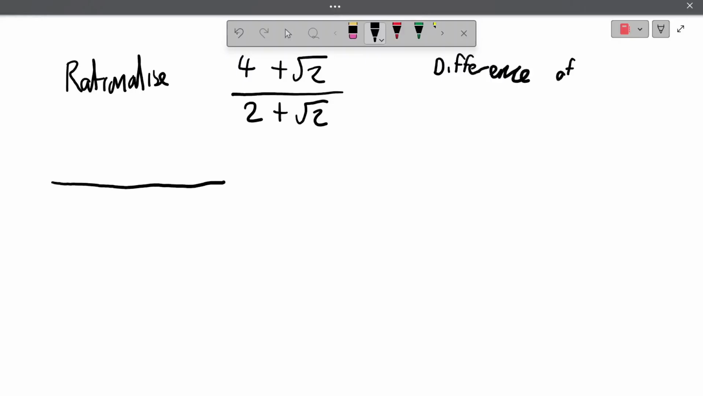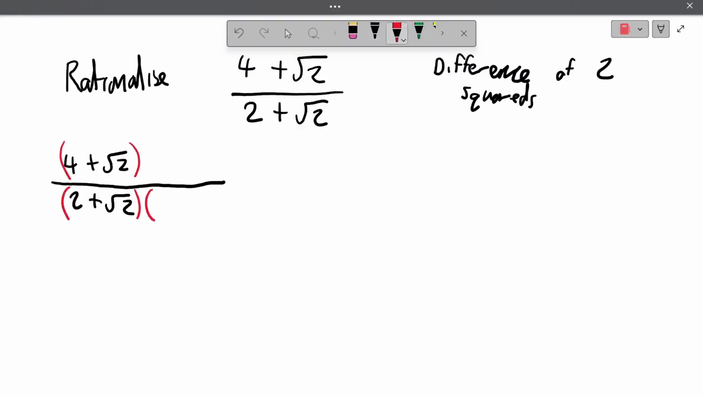Difference of two squares. You can always look that up elsewhere. So we have 4 plus the square root of 2, over 2 plus the square root of 2 again. It's like last time in terms of just rewriting the fraction first of all, but then what we end up having to do is multiply the bottom by the same numbers, but change the sign.